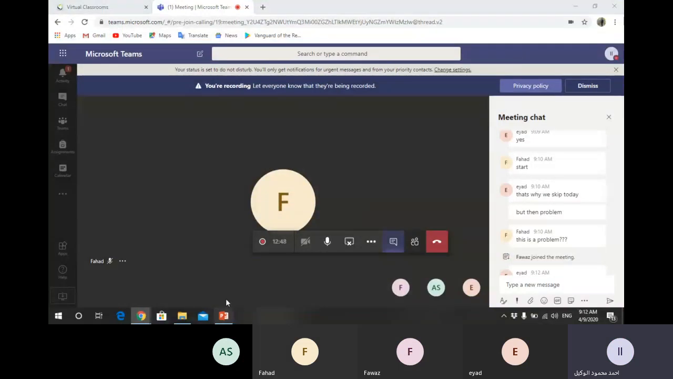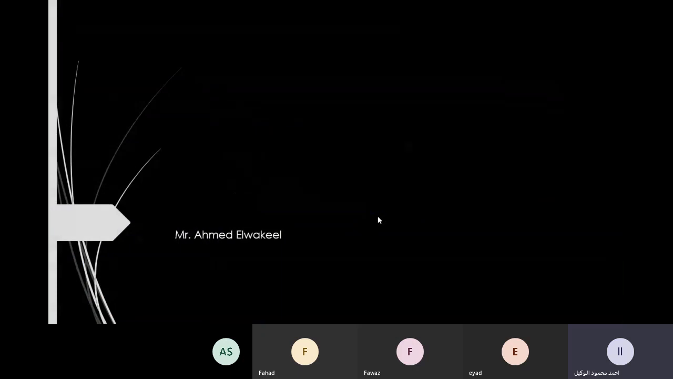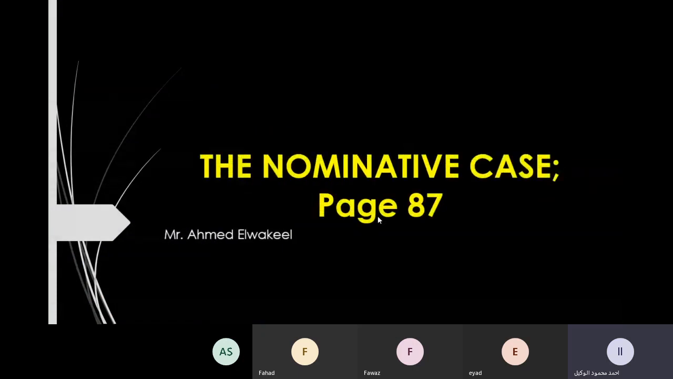Alright everyone, today we are doing page 87, about the nominative case. Alright, so first to start, we need to identify what is the meaning of the nominative case.